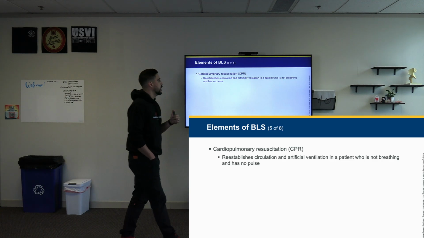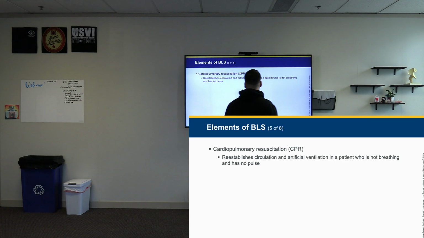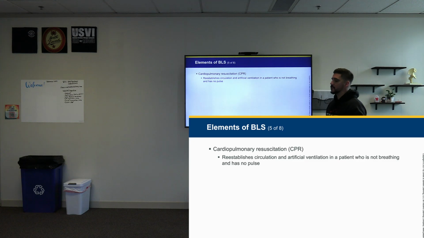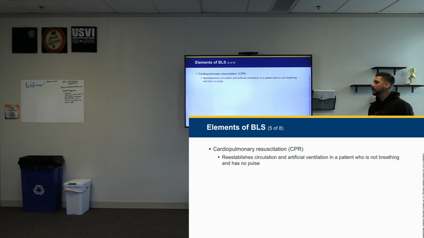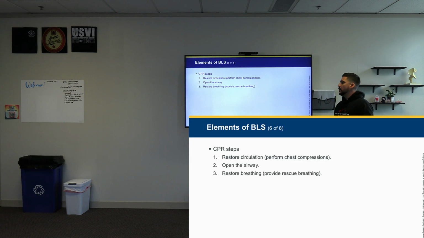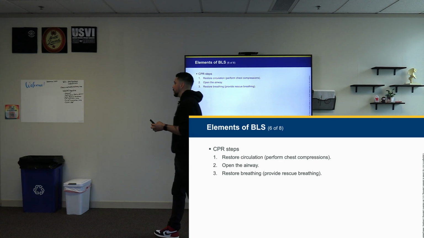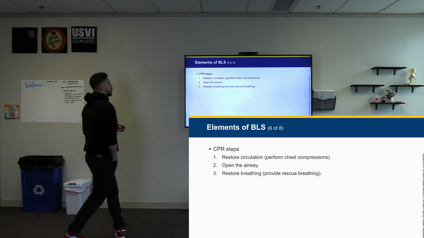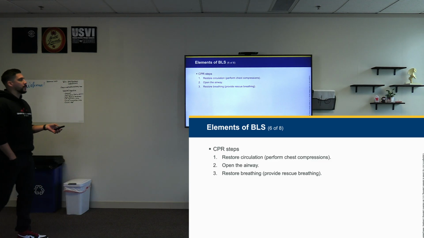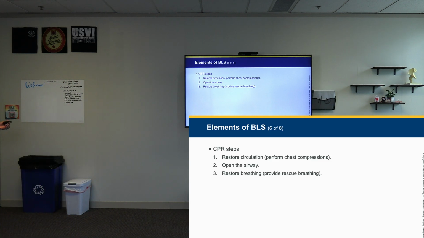Reestablishes circulation and artificial ventilation in a patient who is not breathing and has no pulse. Chest compressions supplement the pulse. BVM will supplement the breathing. So our steps, first things first, restore circulation. Always, always, always get on that chest as soon as you know there's no pulse, no breathing. From there, open the airway and then restore breathing with rescue breaths.